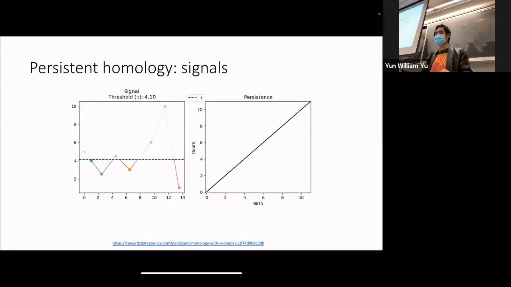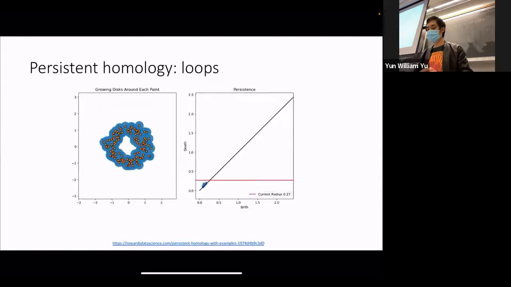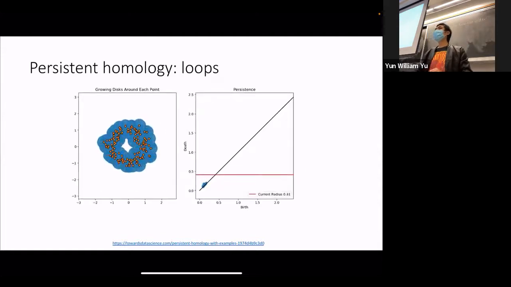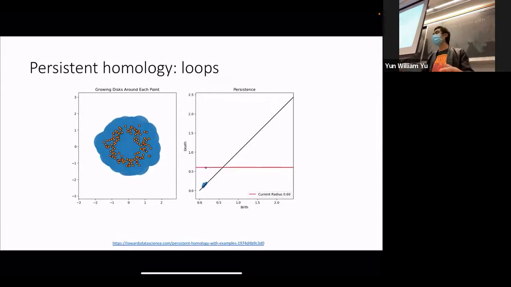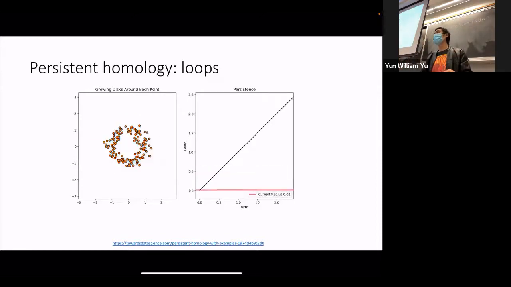There are also things you can do with signal processing. Oh yeah, go ahead. Yes, so at least in the default way of doing things, you grow all the radii at the same rate. Yeah.